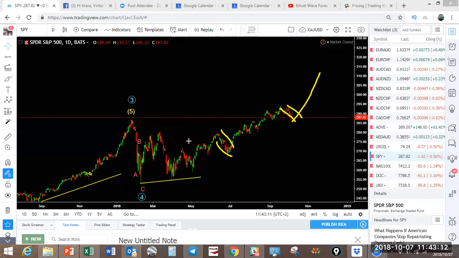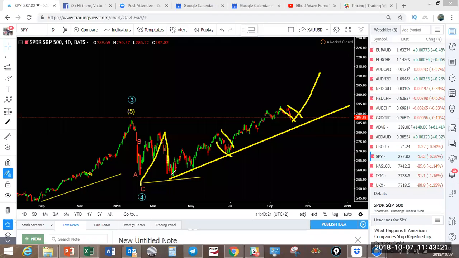Okay. So this is what you're going to be looking at here. This will tell us if this move to the downside has ended. Okay. So let's have a look here. So it looks like we've made a 1, 2 there. And it looks like we're making another impulsive move into this area. I'm looking for this to go around the 307 area, and for it to do that, this has to be a corrective structure for further upside.